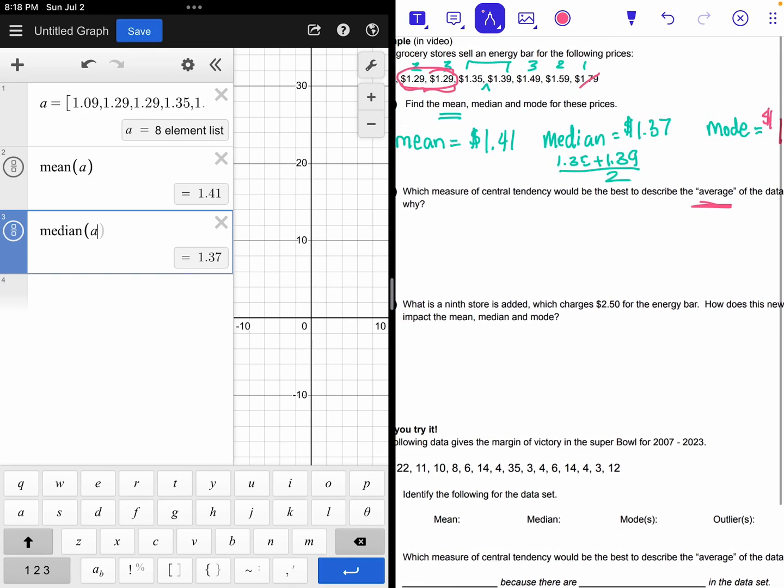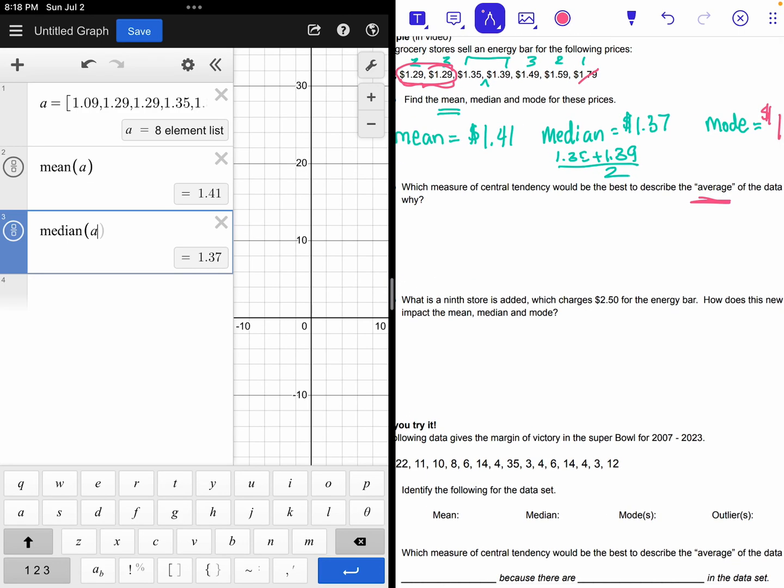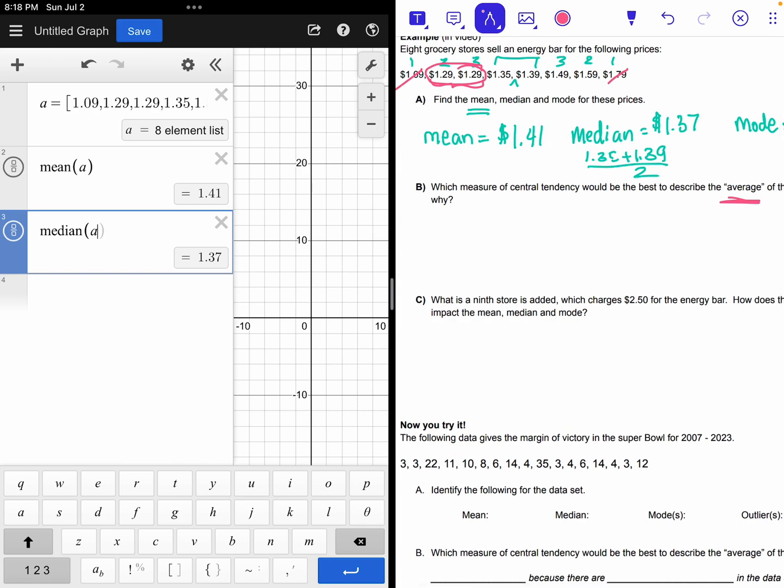Like I want to describe sort of what is the average cost of an energy bar. Now, the big thing when thinking about what measure of central tendency is the best to use is to think about if there are outliers. Outliers are numbers that are far from the rest of the data, the numbers in the data set. And for right now, we're just sort of going to do it on gut instinct. In a future lesson, we're going to talk about how to mathematically figure out if a number is an outlier.